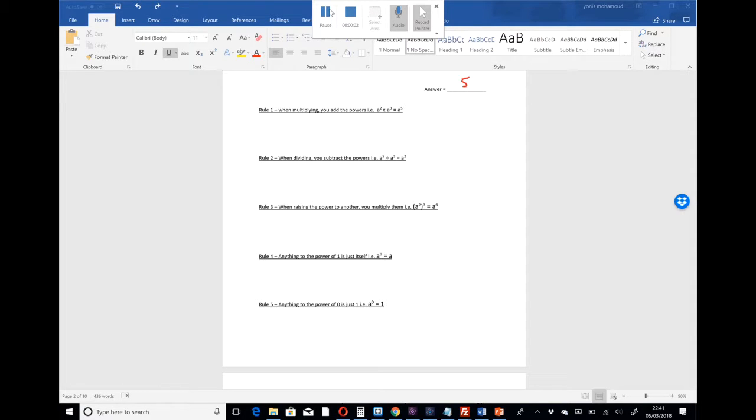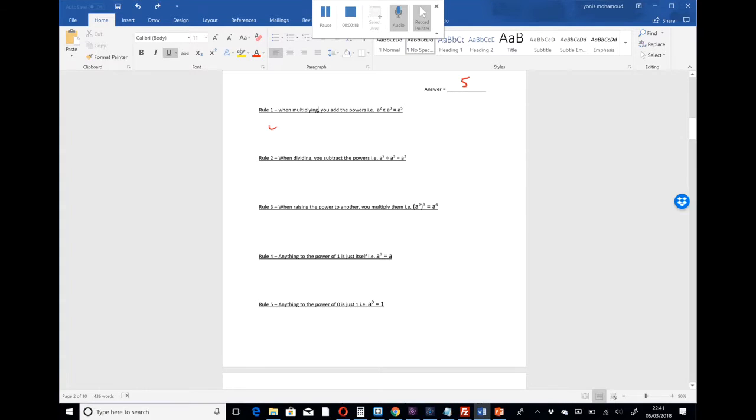Okay, so now let's go over the 7 rules of power. So rule number 1 states, when multiplying, you add the powers. So for example, if you had a squared times a cubed, it will give you a to the power of 5. So let me give you a different example.